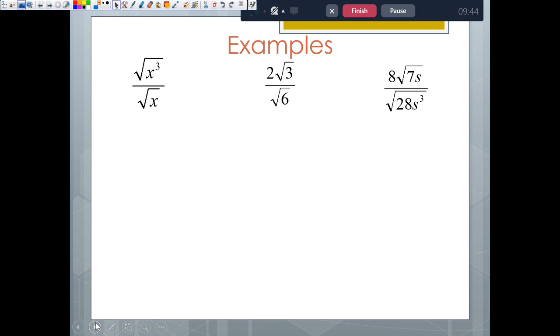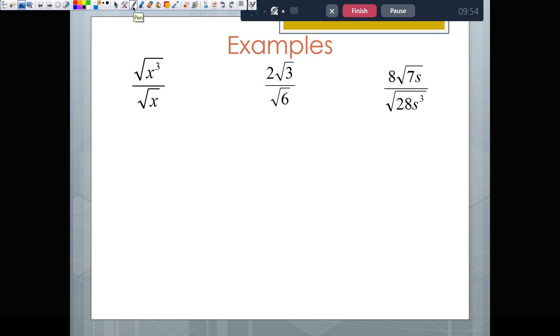Okay, can x go into x cubed? Oh yeah, it's 3 of them, so there's 3 x's there. So yes, one of them. We can use our quotient rule of dividing where I subtract my exponents. So I'm going to get the square root of x squared. And what is the square root of x squared? X. Okay. Can 6 go into 3? No, the 3 can go into 6.